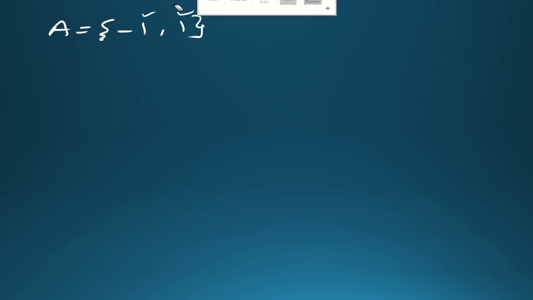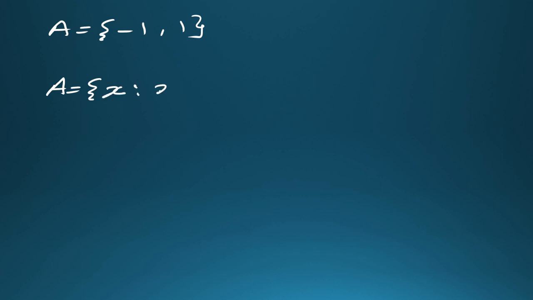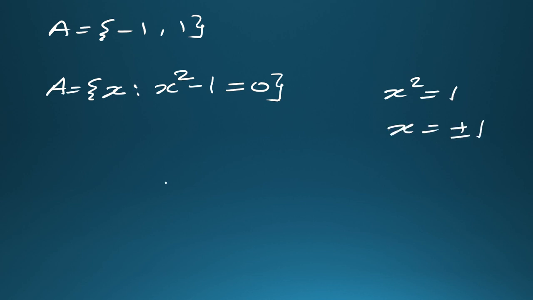So what will you do here? You will think about another property. What property can you write here? I will not waste your time. I will tell you: x such that x squared minus 1 is equal to 0. Now you can see it is a quadratic equation, and if you solve it, then x squared will be equal to 1. So x will be equal to plus minus 1.